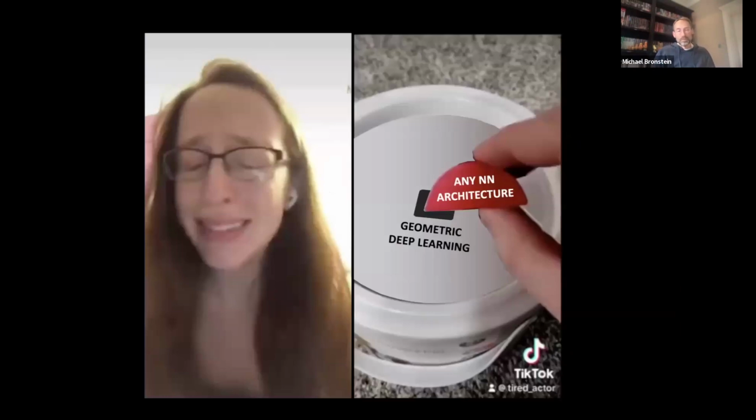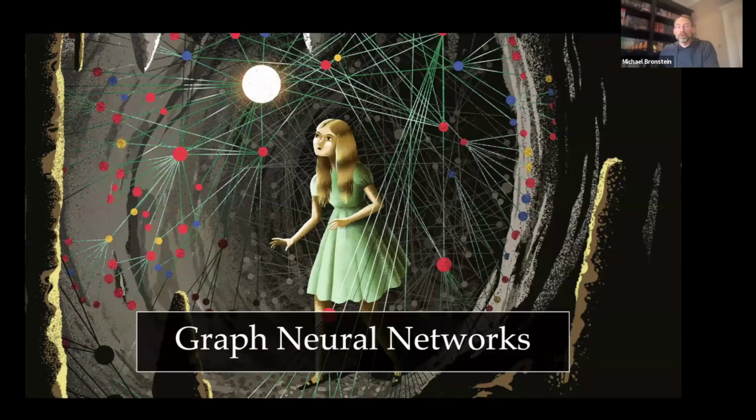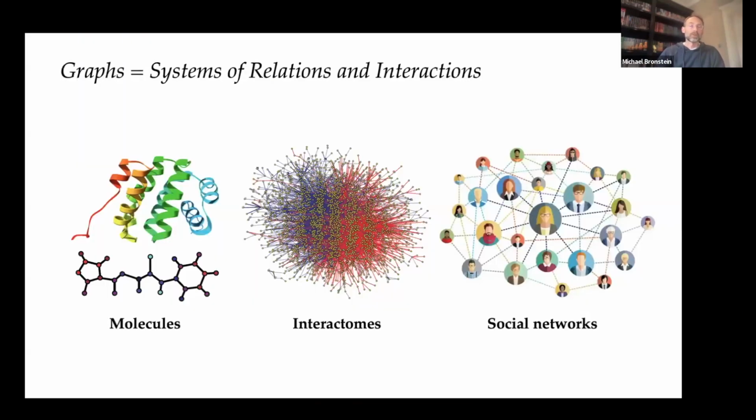So you can basically fit almost any neural network architecture into this blueprint of geometric deep learning. I would like to talk today mostly about graph neural networks. Graph neural networks are important because graphs appear more or less everywhere. You can think of roughly any object as a graph.